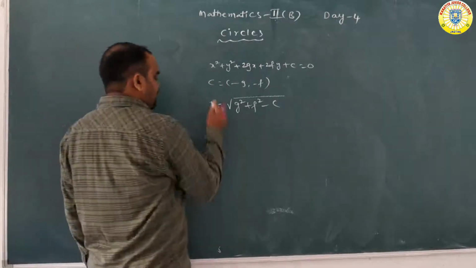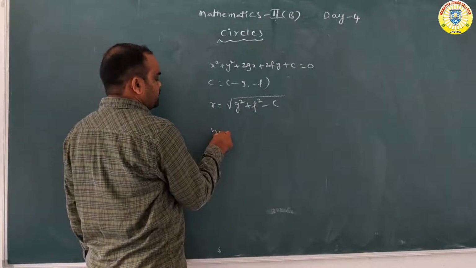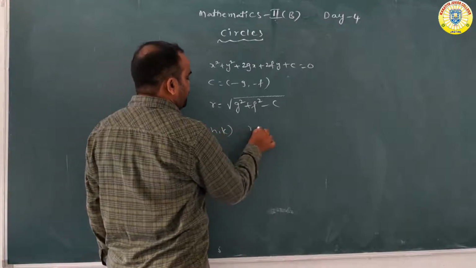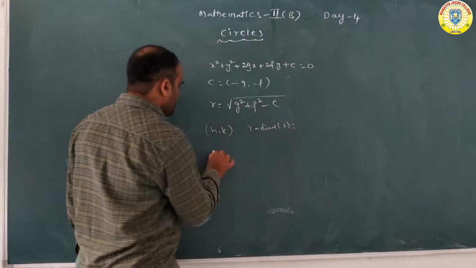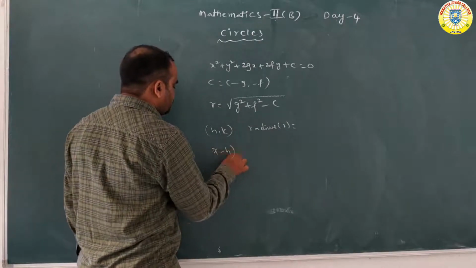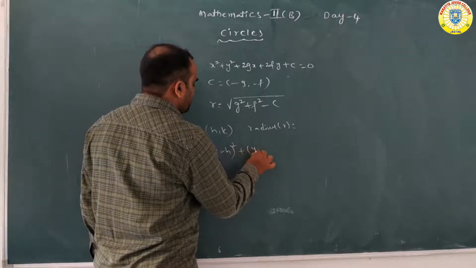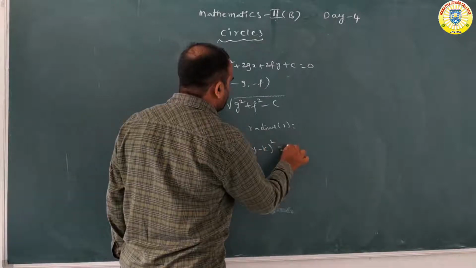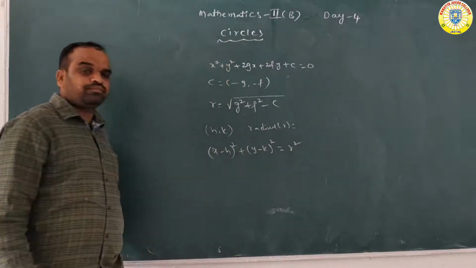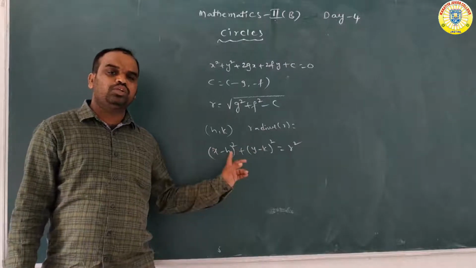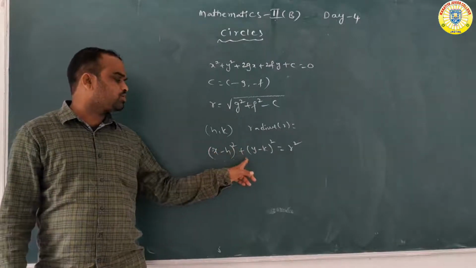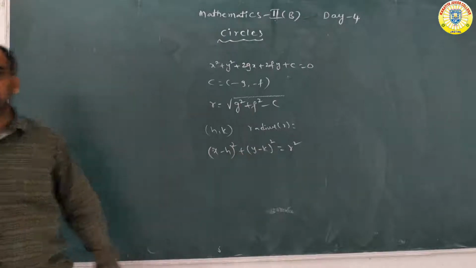Now, the equation of a circle with center h comma k and radius small r is x minus h whole square plus y minus k whole square is equal to r square.